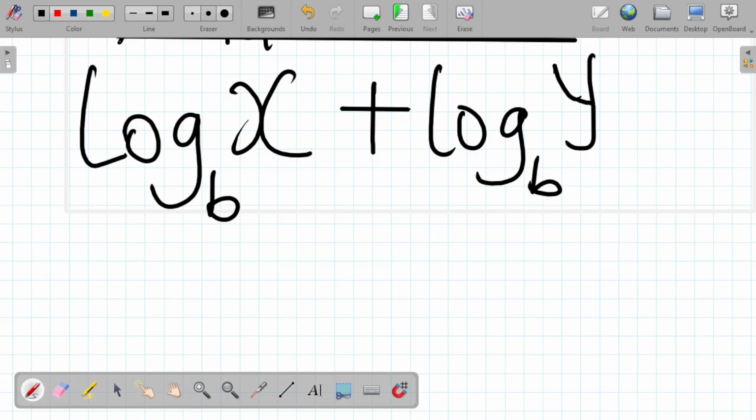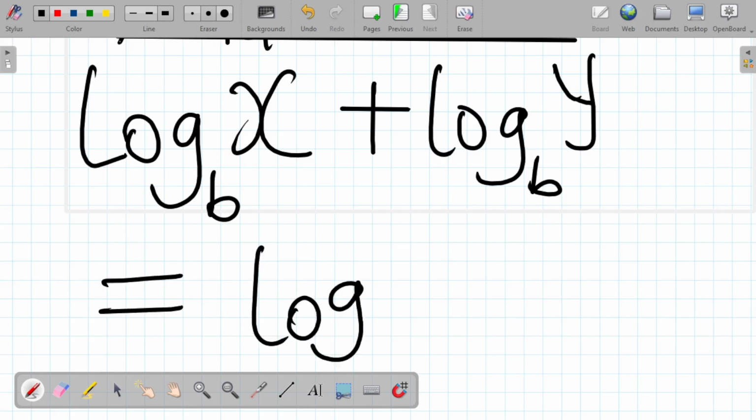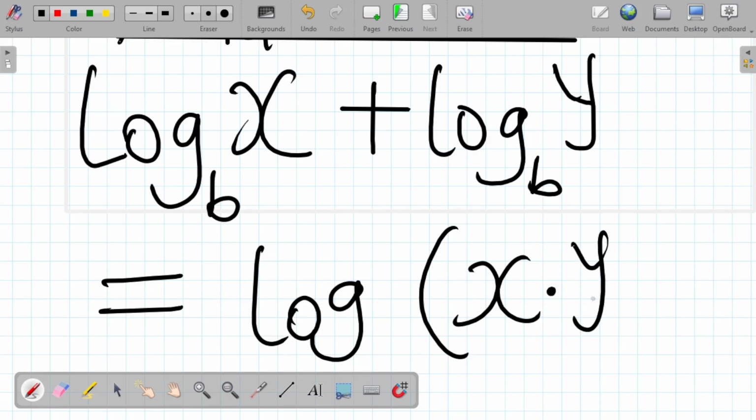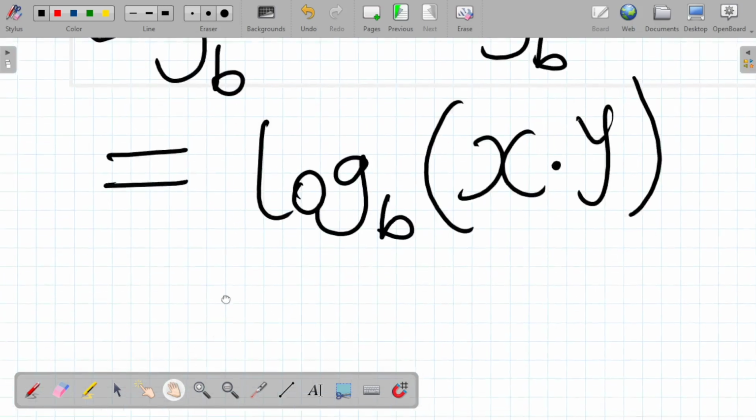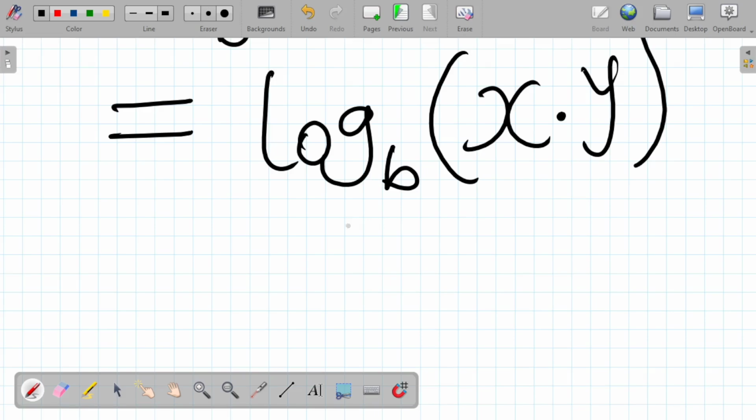according to the addition law of logarithm, when two logs with the same base, we have base b here and base b here, are added, simply write the answer as the product of the arguments. So the arguments here are x and y. So our answer is log x multiplied by y to base b. So this is our answer.